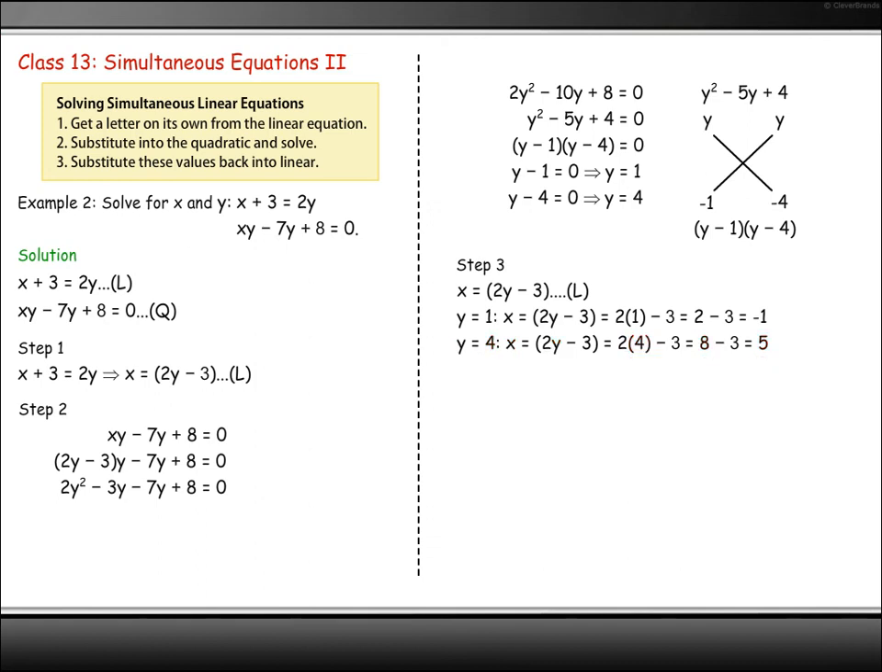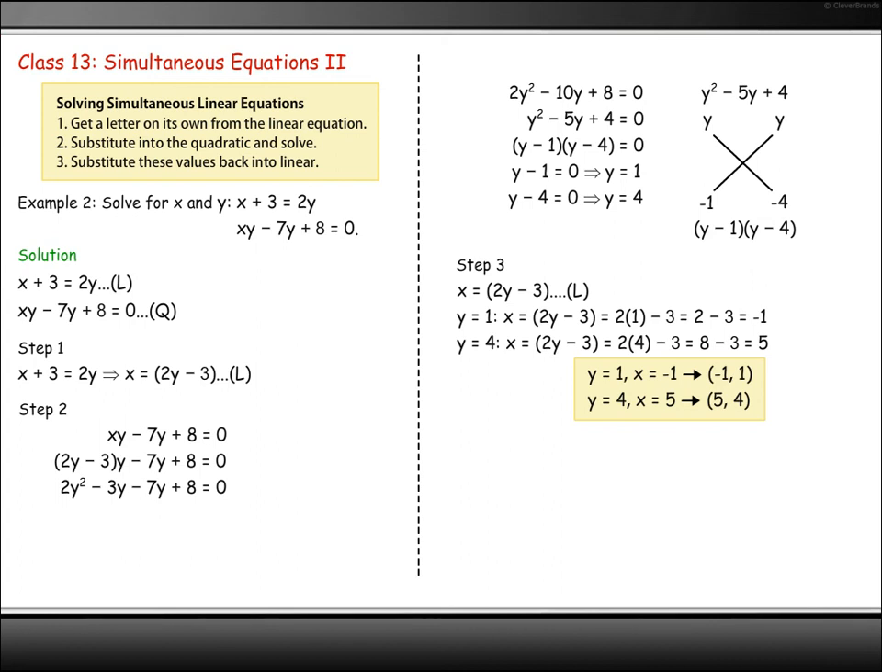There are two pairs of answers. When y equals 1, x equals minus 1. This is sometimes written in a bracket as minus 1, 1, with the x value coming first, followed by the y value. The other answer is y equals 4 and x equals 5.